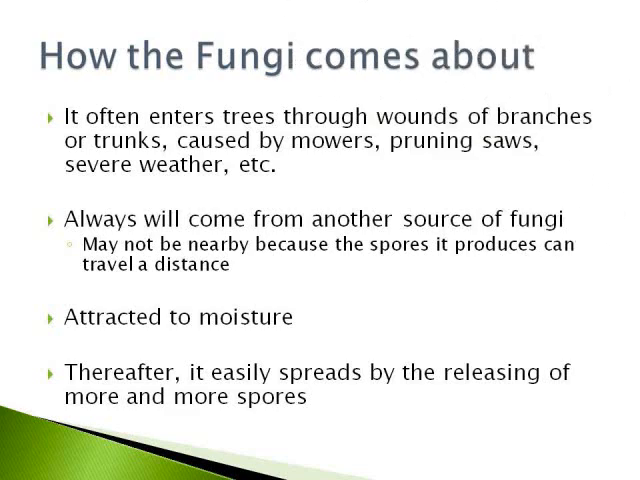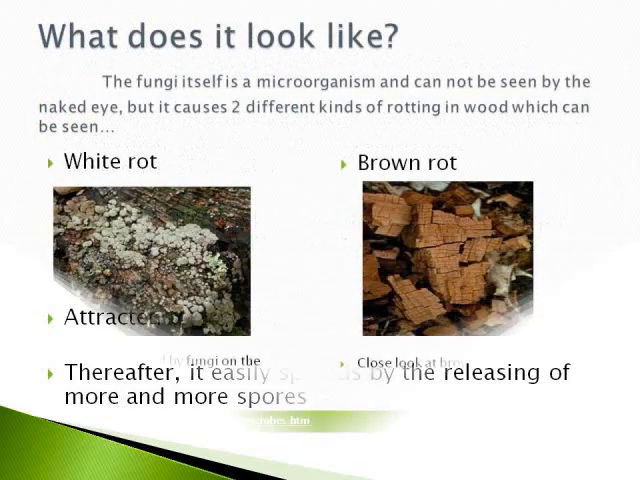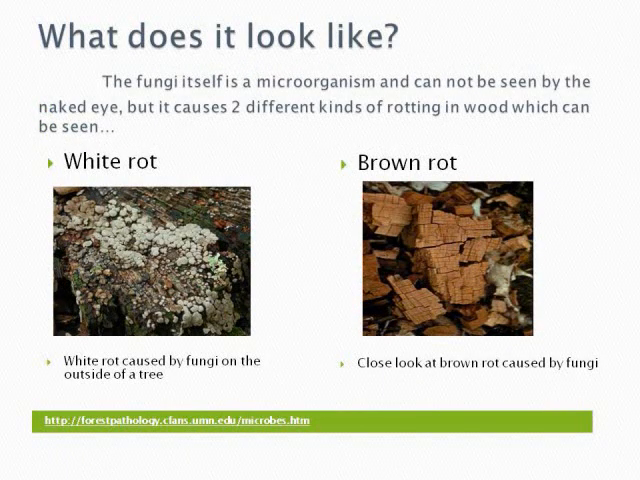How fungi comes to be. Wood decaying fungus often enters trees through wounds of branches caused by mowers, pruning saws, severe weather, etc. This is because trees hold their moisture inside and fungi requires moisture to reproduce, so when the outside of the tree is harmed, fungi can then enter and grow. Fungi will always come from another source, and it does not even have to be in the vicinity, since fungus releases spores that spread through the air and can be carried great distances before they land and grow inside another piece of wood.